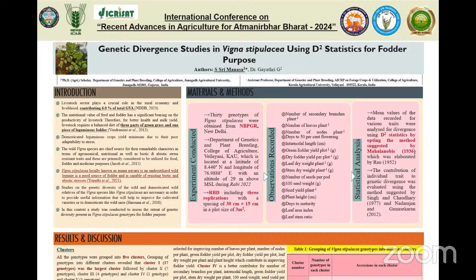Coming to materials and methods, the experiment was conducted at the Department of Genetics and Plant Breeding, College of Agriculture, Kerala Agriculture University, using 30 genotypes of Vigna stipulosia collected from NBPGR New Delhi. The design adopted was RBD with 3 replications, with a spacing of 30 centimeters by 15 centimeters in a 3 meter square plot size. And these were the observations recorded at 50% flowering. Coming to statistical analysis, D-square statistics, by opting for the method suggested by Mahalanobis 1936, was used.